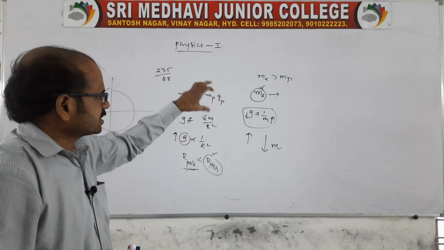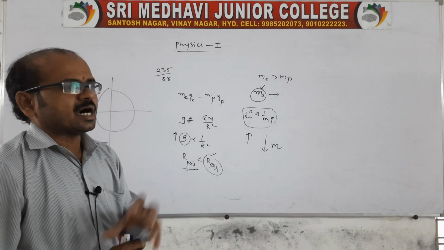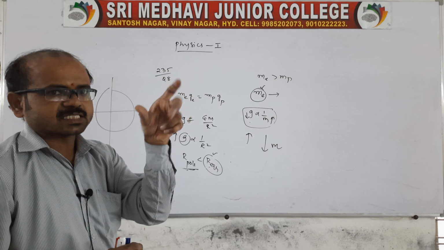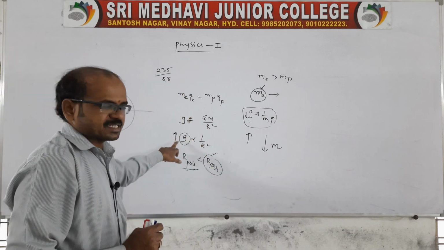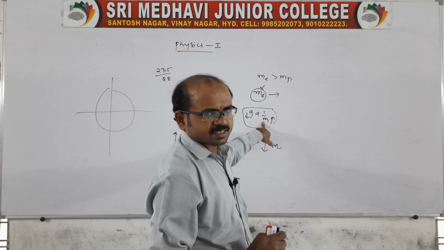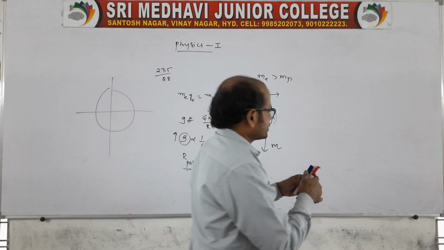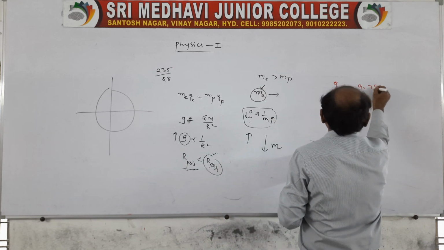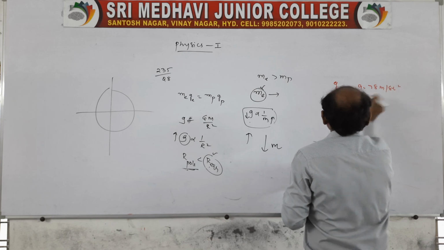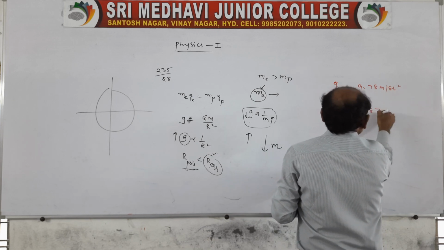So we will get more sugar at the equator, because at the equator the radius increases. When the radius increases, the g value decreases. When g decreases, mass increases. Of course, we know the g value at the equator is very simple. We can also say g at the equator is equal to 9.78 meter per second square. And at a pole it is 9.87.